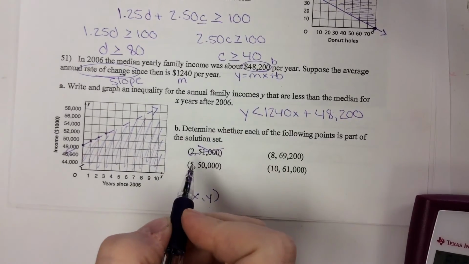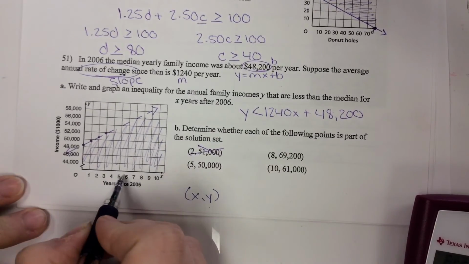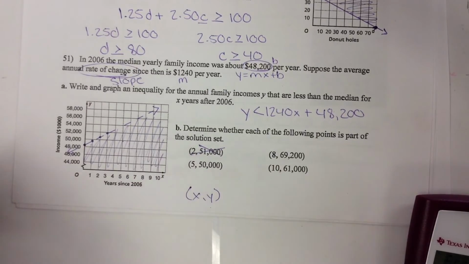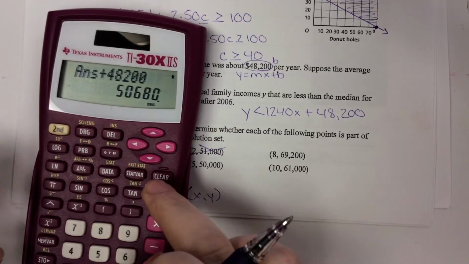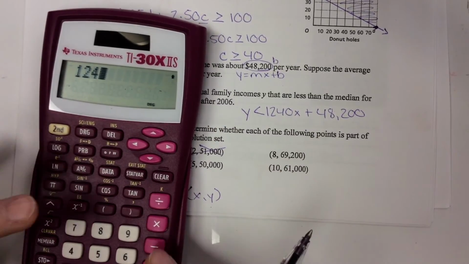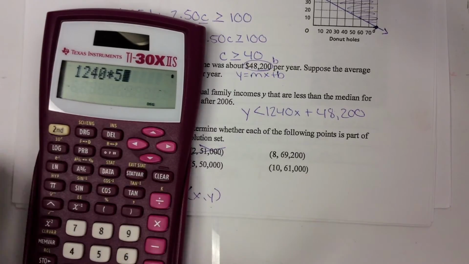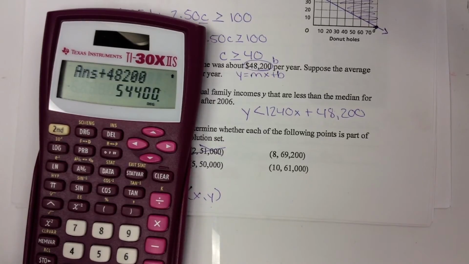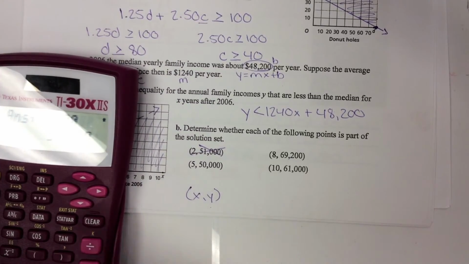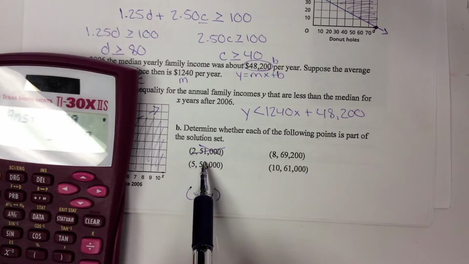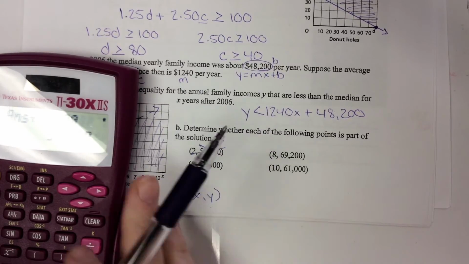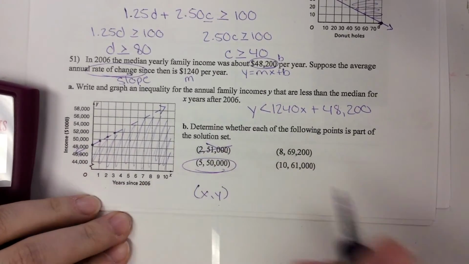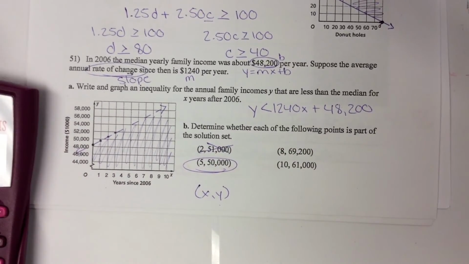Let's just go down. 5 and 50,000. So over to 5, and 50,000 is right here. It looks to me like it's in the shaded area. We could double check that by doing the math. So we'd have 1240 times, whoops, not times 4, times 5, and then add 48,200 is, okay, this y, 50,000, is it less than the amount we got? It sure is, so this one does work. This would be a solution. Let's try the next one.